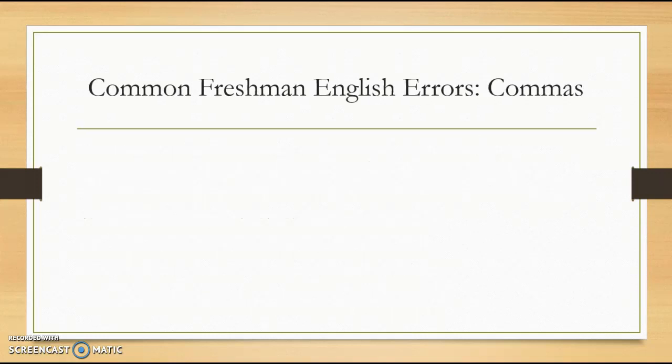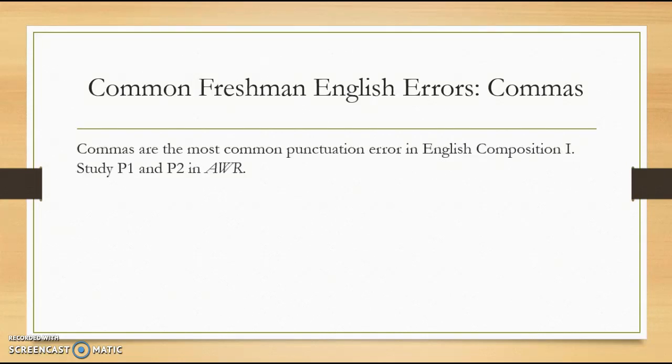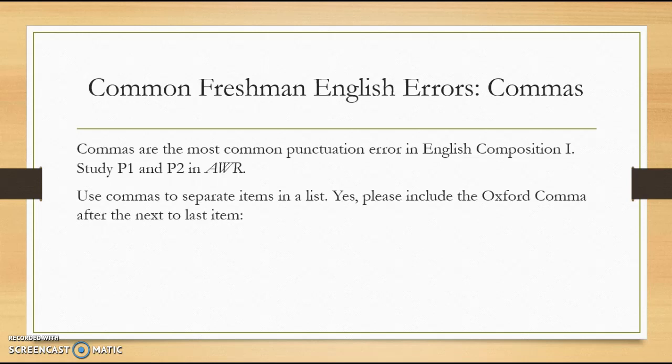Speaking of commas, this is the most common error I see every semester in freshman English. You can take a look at P1 and P2 in A Writer's Reference because that's going to cover all of the rules. P1 shows how to use commas. P2 shows how to not use commas. So here are the most common areas that we use commas. First of all, to separate items in a list. And this includes the Oxford comma.